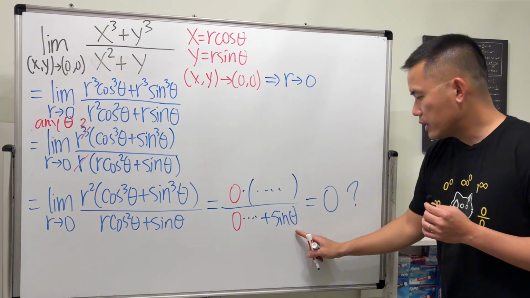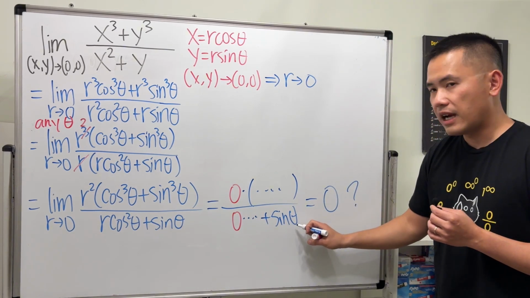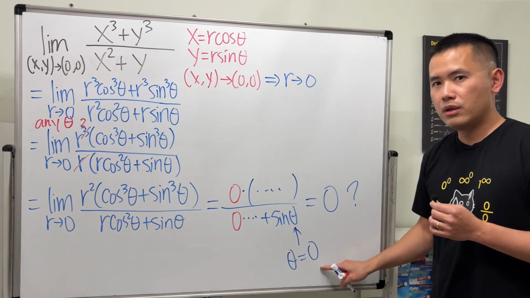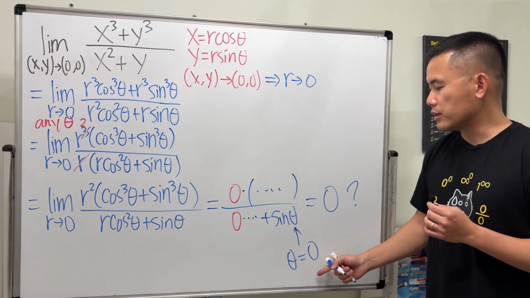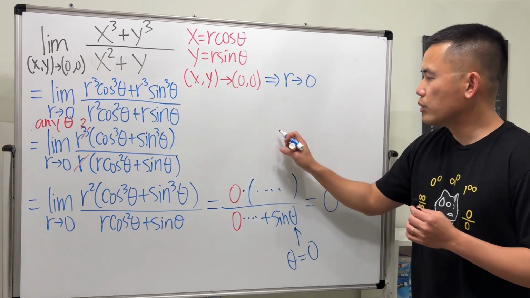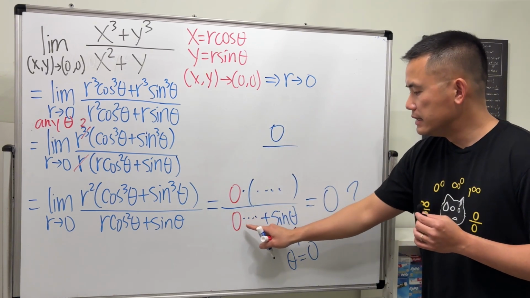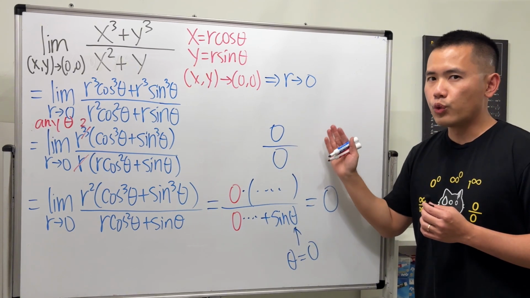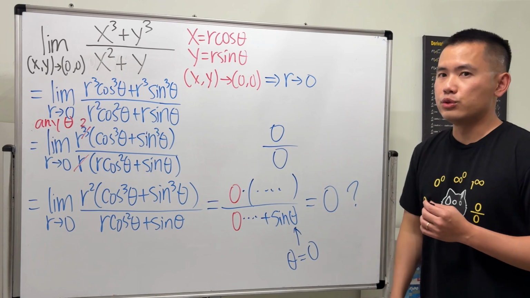So if you look at this right here, we have sine theta. What if theta happens to be 0? Sine theta, when theta is equal to 0, that will also give us 0. So we'll end up with 0 on the top over 0 on the bottom. So again, we cannot draw any conclusion once we have this situation.